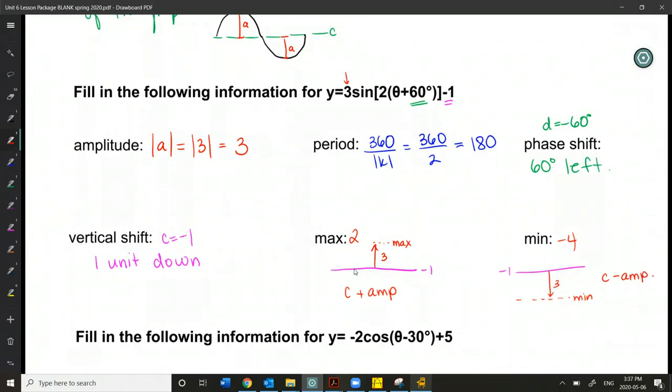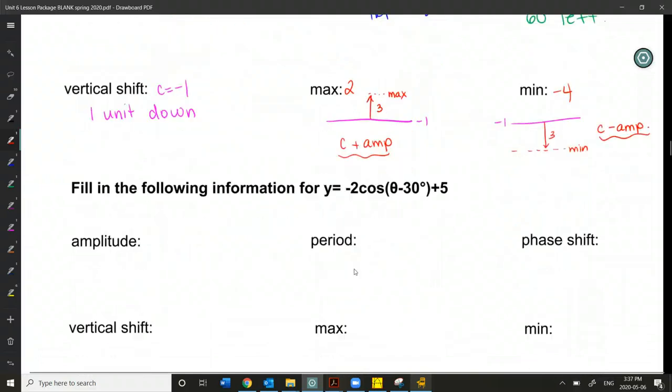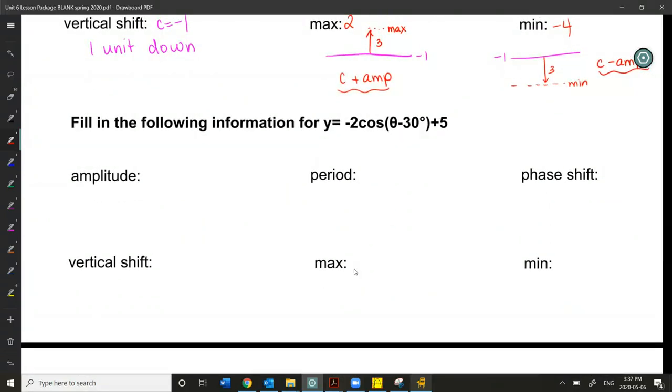Okay, I personally just prefer to think about it logically in terms of counting up from the midline and down from the midline. But if you want to memorize these formulas or have those on hand, you can definitely do that. Okay, try this one yourself, see if you can fill out the information, pause the video, and then we'll come back and take it up together.